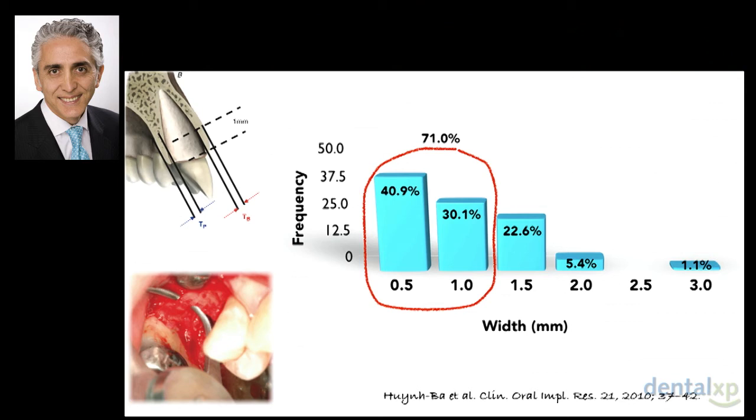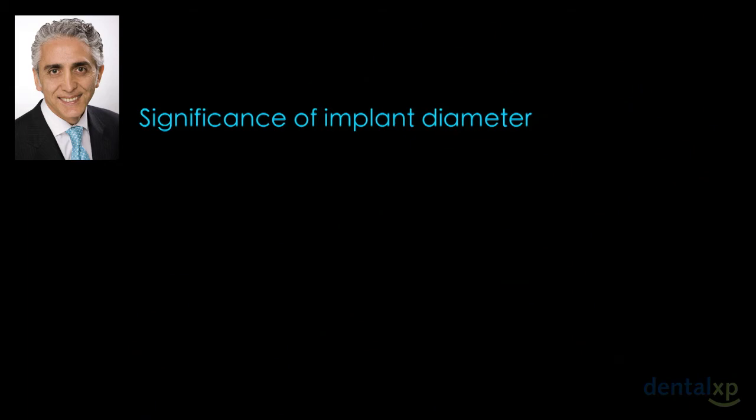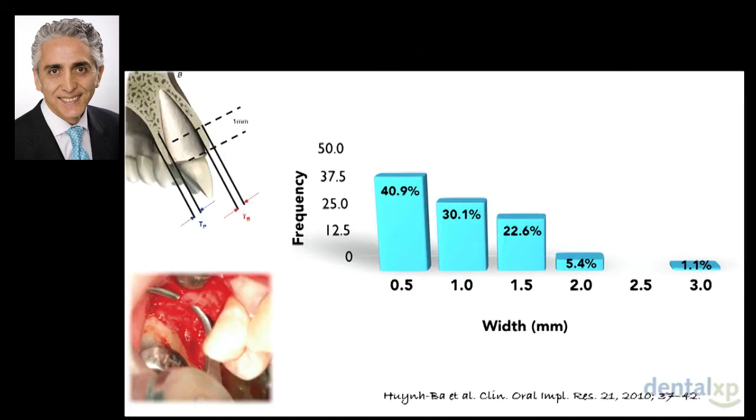And even many have suggested that the facial plate should be 2 millimeters or more. But look at how many cases have 2 millimeters or more. Very few cases. Only 5% of cases are 2 millimeters or more. So if you're only going to place immediate implants in those cases that are 2 millimeters or more, you'll never place immediate implants.